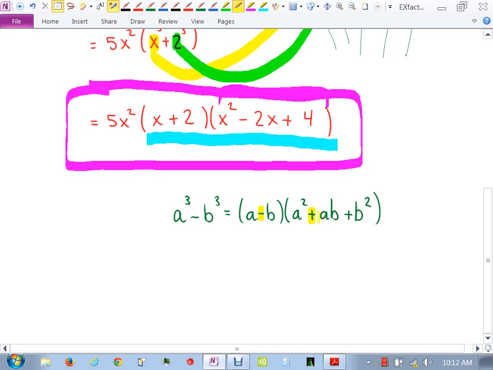Okay, let's do this one. I'm about to give you some work to do in class. Okay, this example here. How about x to the 4th minus 26x squared plus 25? Factor.